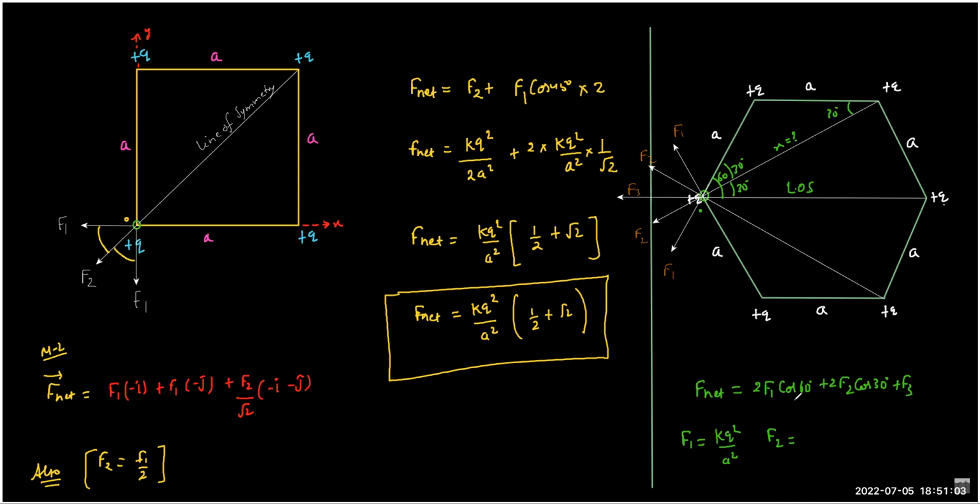So what is F2, guys? Tell me quickly, what is F2? KQ square by 3A square. KQ square by how much? 3 or 2? Yes, sir, 3. Very good. That's the right answer.